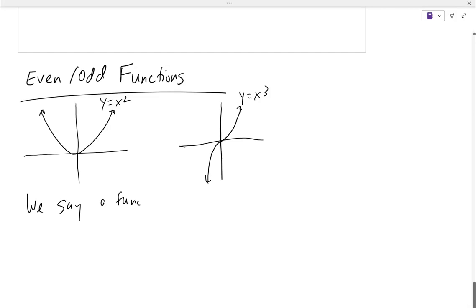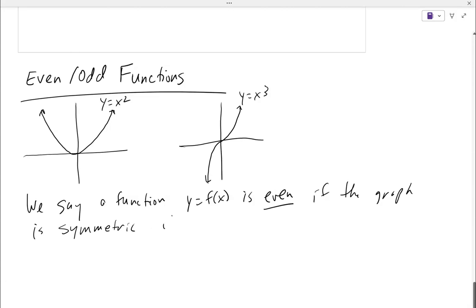We say a function y equals f of x is even if the graph is symmetric with respect to the y-axis. Symmetric with respect to the y-axis just means exactly what I said a minute ago. If you take the graph and flip it across the y-axis, it doesn't change the graph. That's what symmetric with respect to the y-axis means.